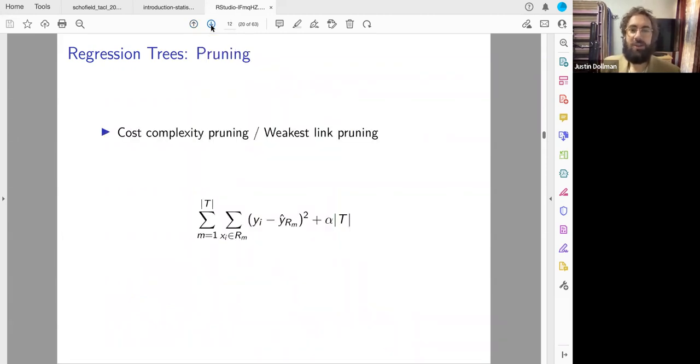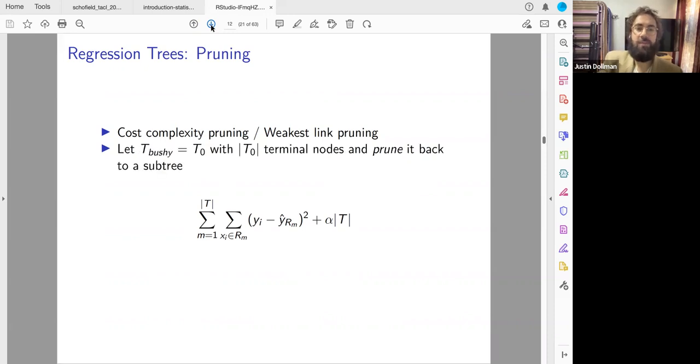By cost complexity pruning, also called weakest link pruning. Basically, we have this big tree T naught, and then you have the magnitude bars over here to denote the size of the set, which is going to denote how many terminal nodes there are, and we prune it back to a subtree. I should have put, for good practice, a T after subtree, because that's what this T will be here.